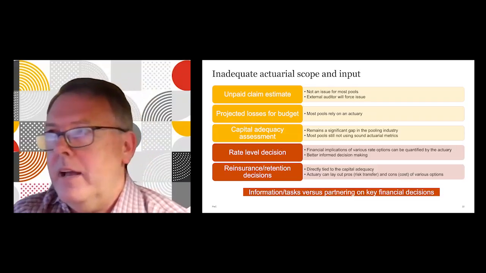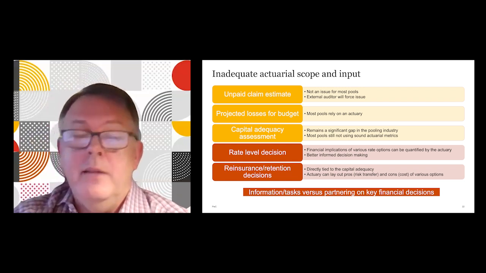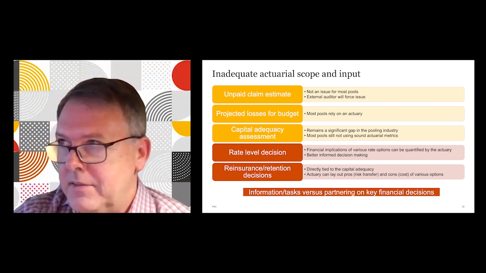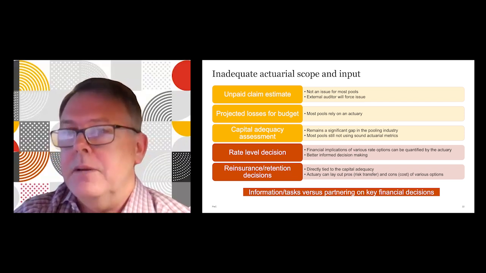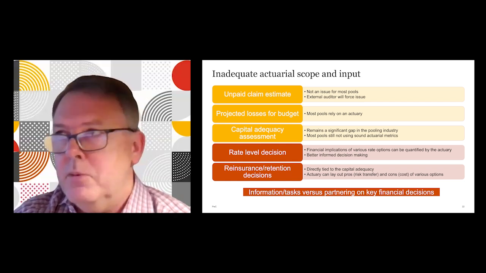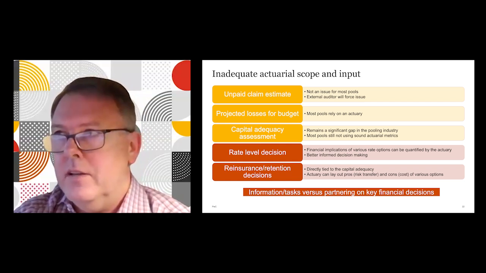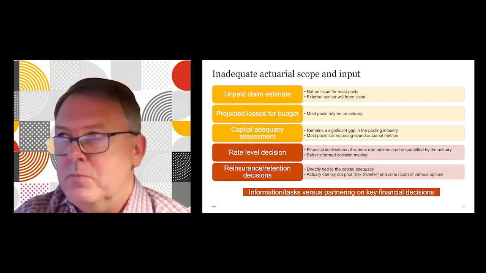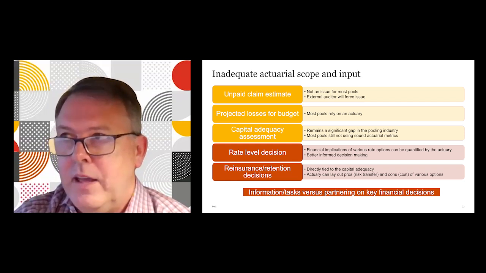Another issue, inadequate actuarial scope and input in key decisions. So we have kind of these are things that are happening. Unpaid claim estimate. Those pools generally have that one under control. Not an issue. The external auditor will make sure you're having that. Actuary gives you an unpaid claim estimate, you book it on your financials, you're done. Actuary gives you projected losses for budget. I would say most pools rely on an actuary for that.